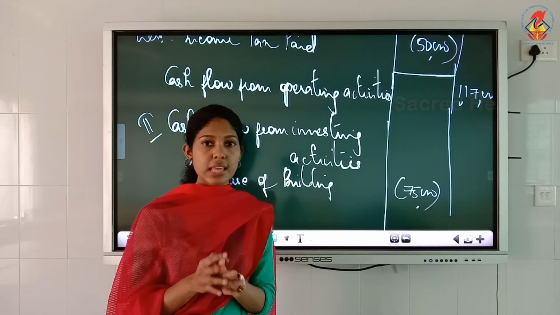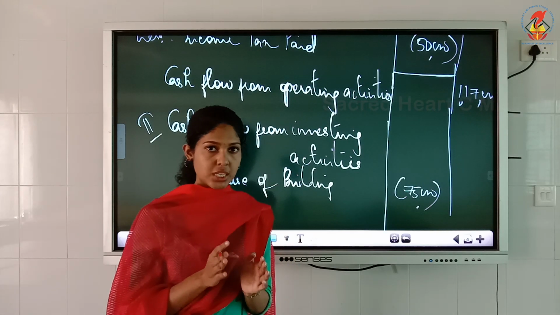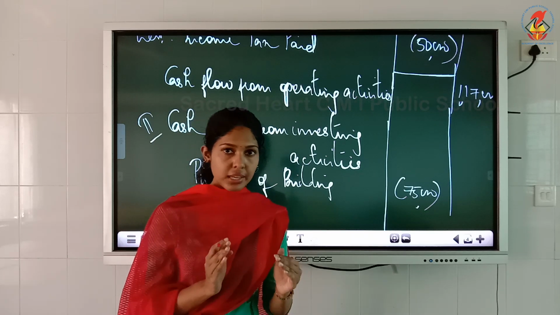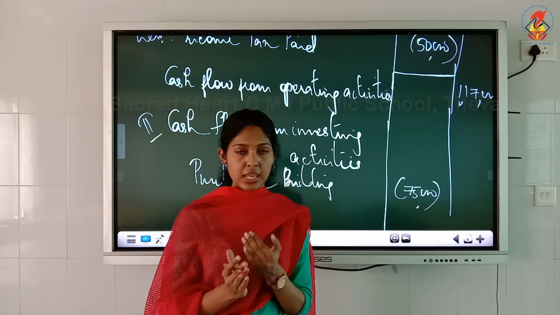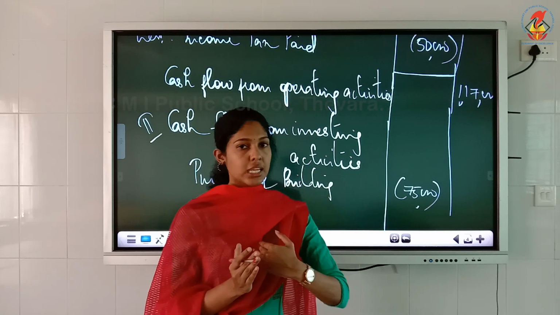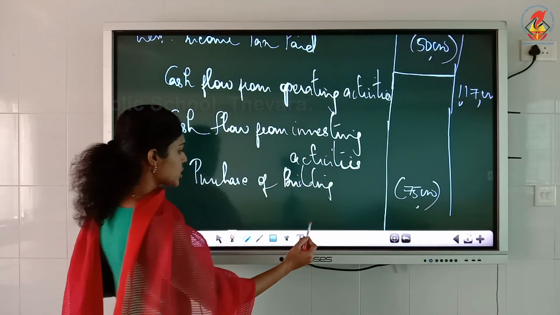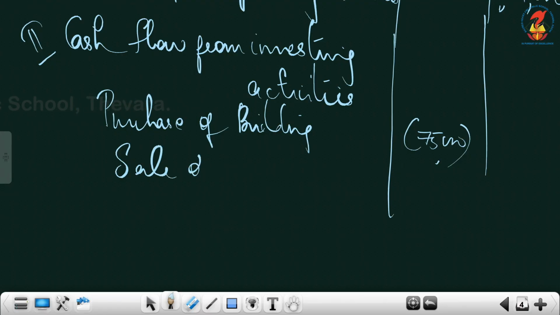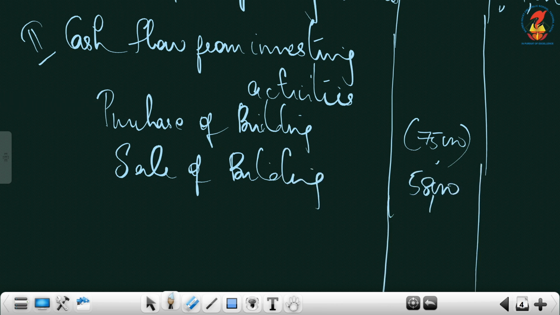Always think what is happening to your cash. Understood? Building is coming into the business, but don't think like that. We are considering the cash flow statement. You should think whether cash is moving out or cash is moving into the business. So it is cash outflow, and we have a sale also, which we will write like sale of building. That is 58,000, which is cash inflow, positive.